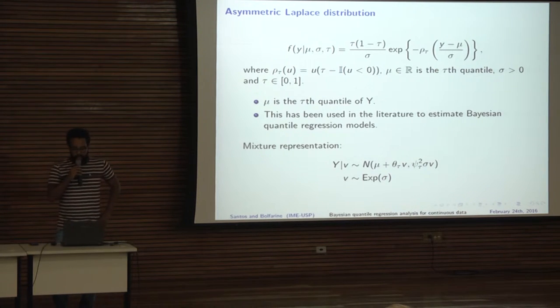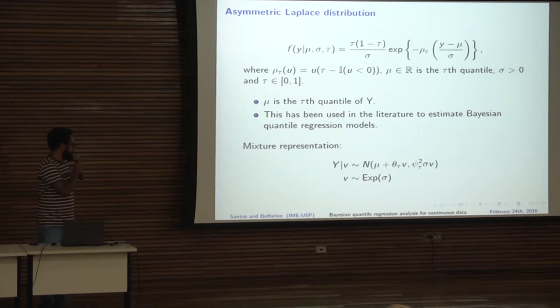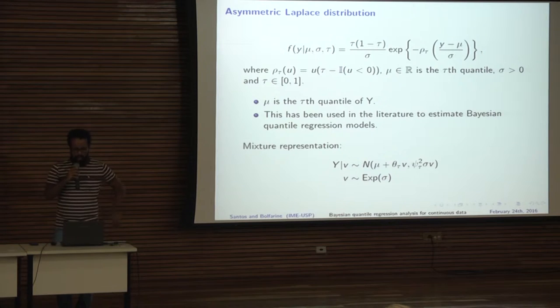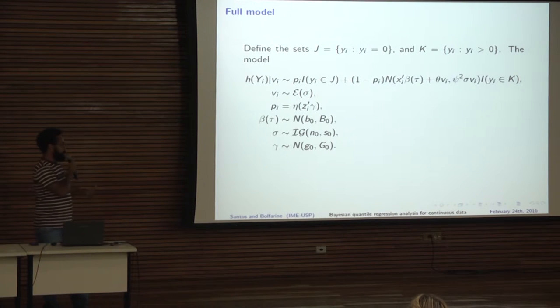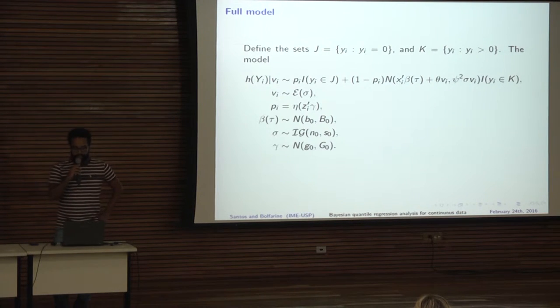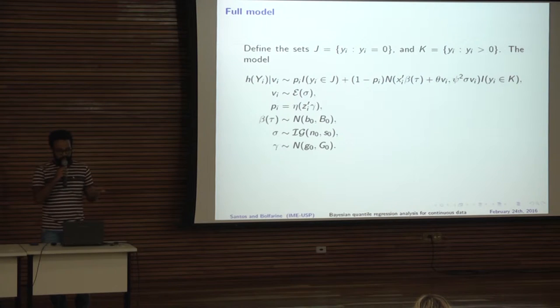And a nice thing about this distribution is that you can use a mixture representation where, conditional on an exponentially distributed latent variable V with mean sigma, you can actually use a normal distribution in your likelihood. So conditional on this latent variable V, your response variable Y is going to follow a normal distribution, which will make it very easy to propose Gibbs sampling, for instance. So we can write down the full model like this. We define the sets J and K, J for the zero observations and K for the positive value observations.